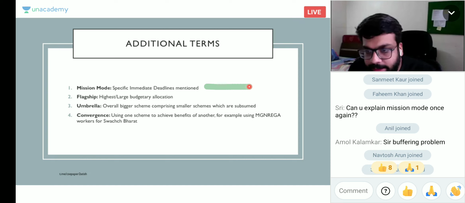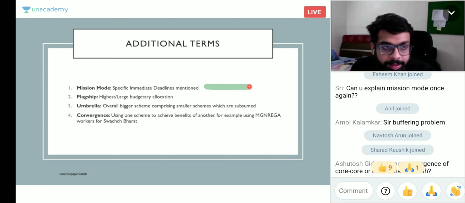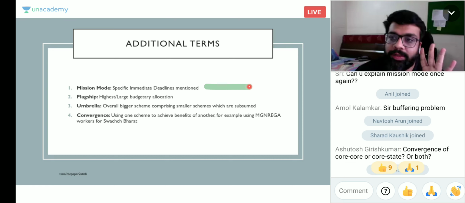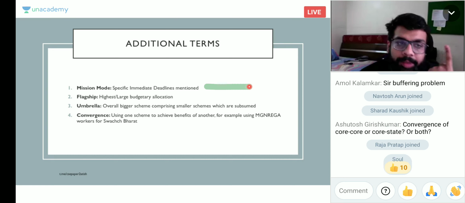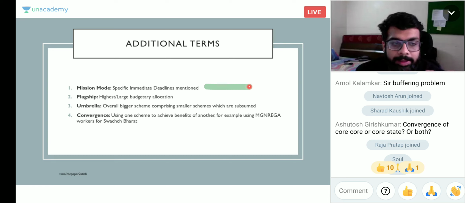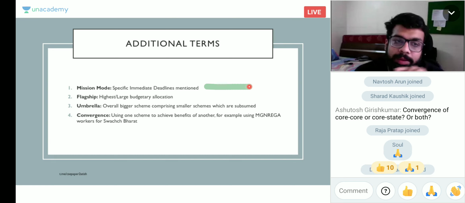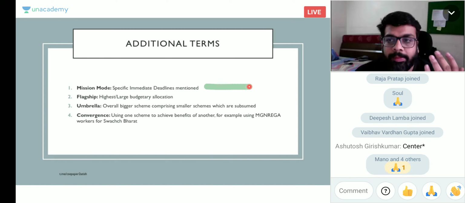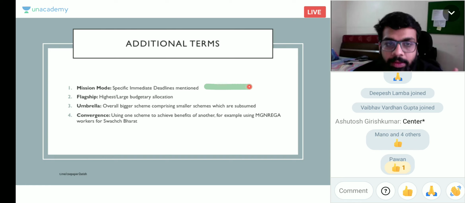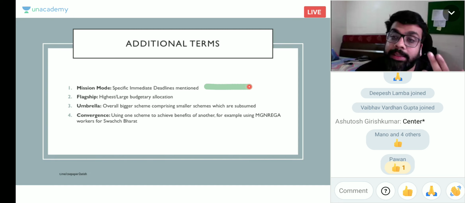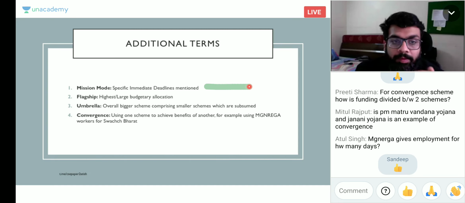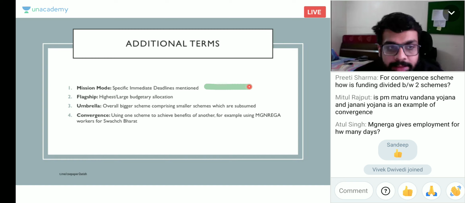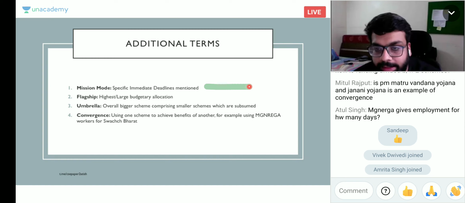I'll revise this again. I'll give you an explanation again, don't worry. So four kinds of terms you need to know. One, a mission mode. A mission mode is where specific targets of a scheme have been specifically mentioned. For example, the scheme is Swachh Bharat, and we are saying to construct toilets. So constructing X number of toilets, or X number of sanitary facilities, that is mission mode. Providing electricity to X number of villages, that is mission mode on a specific date.